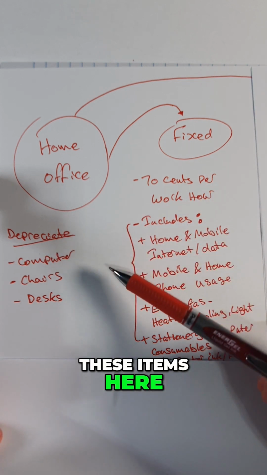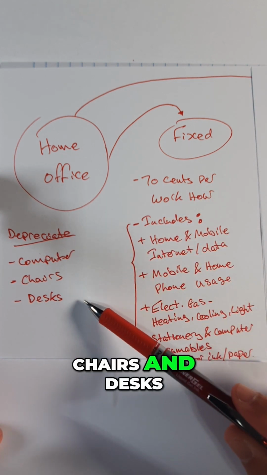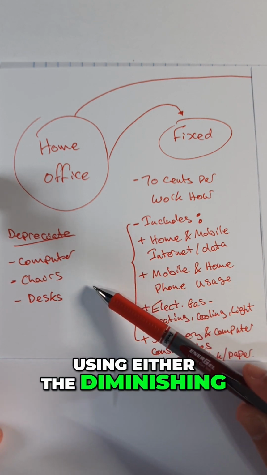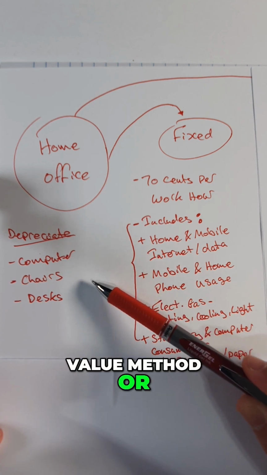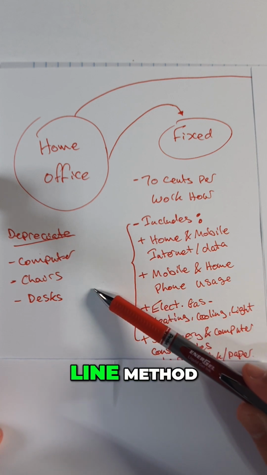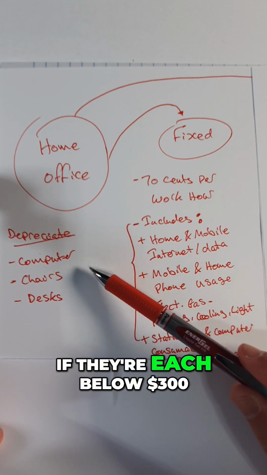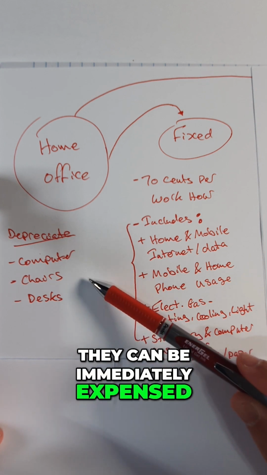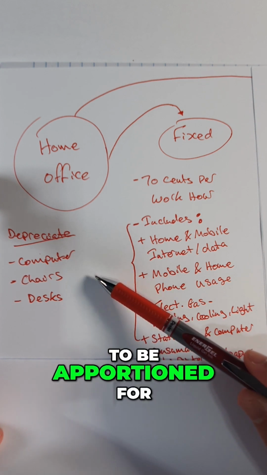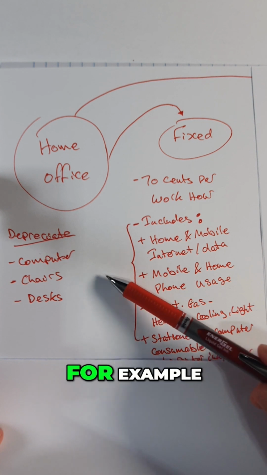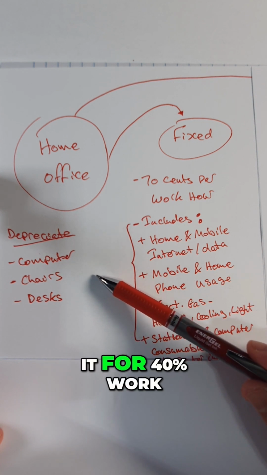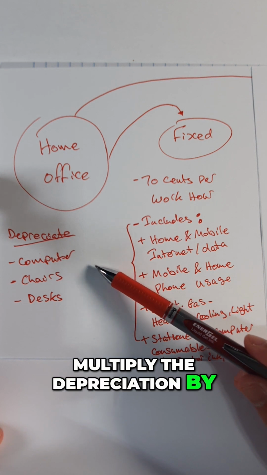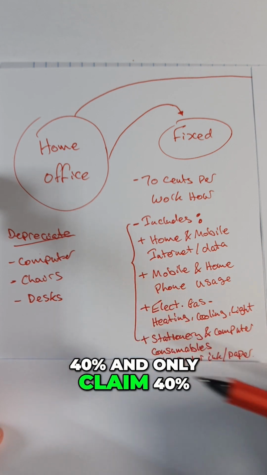These items here, such as computers, chairs, and desks, can continue to be depreciated using either the diminishing value method or the prime cost, which is the straight line method. If they're each below $300, they can be immediately expensed, but they still need to be apportioned for the work-related usage percentage. For example, if you've only used it for 40% work, then you need to multiply the depreciation by 40% and only claim 40%.